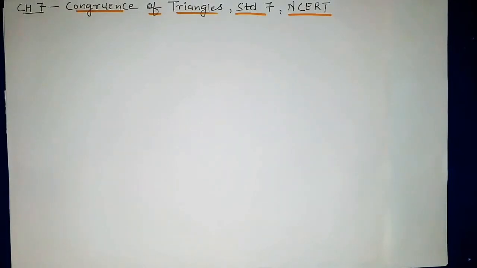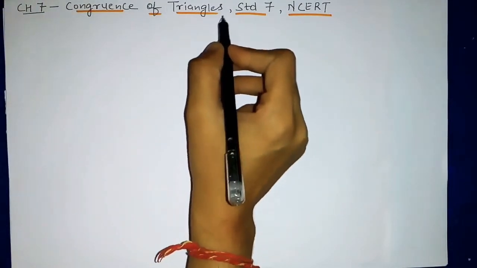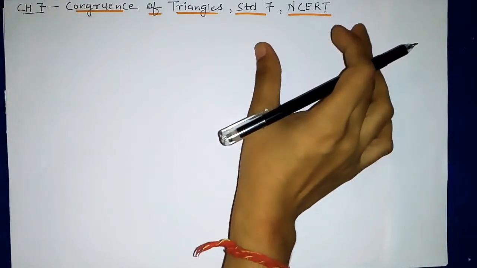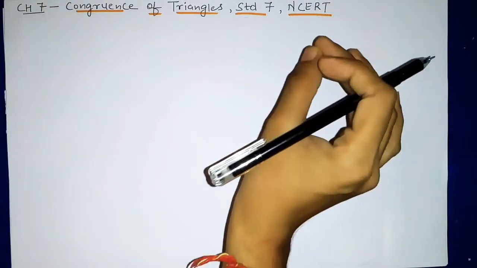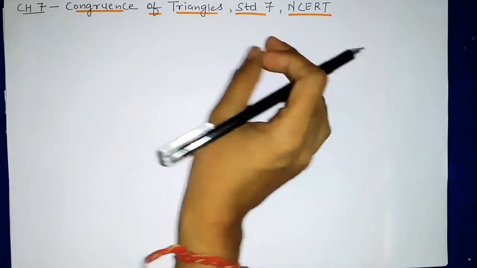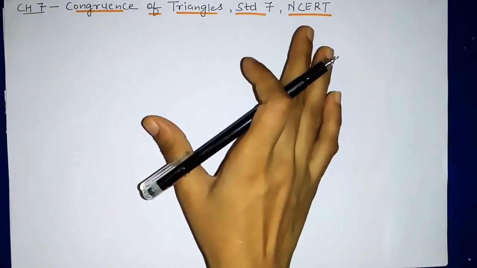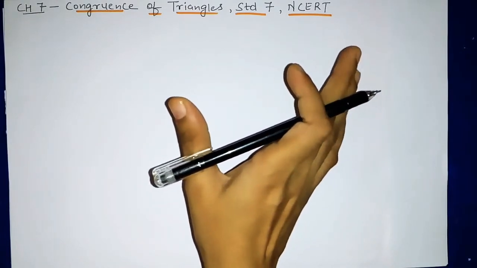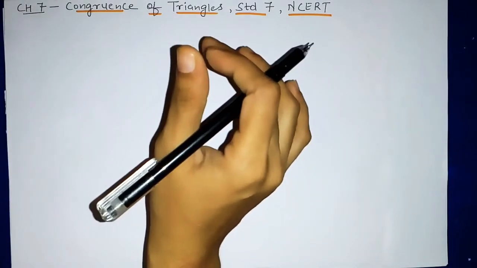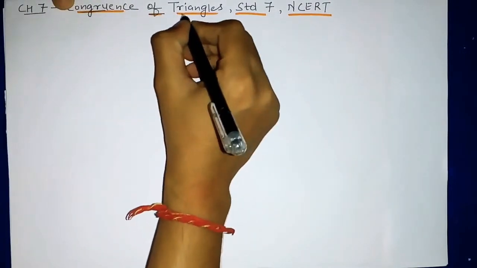Now we will start a new chapter, that is chapter 7, Congruence of Triangles, standard 7th NCERT. Before we go to the textual exercise of this chapter, I want to give you a short introduction about this chapter. So in this video we will discuss the subtopics and the definitions which are related to this chapter. First of all, the chapter name is Congruence of Triangles.